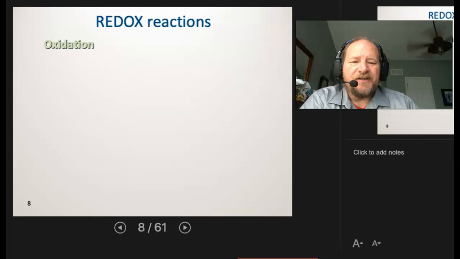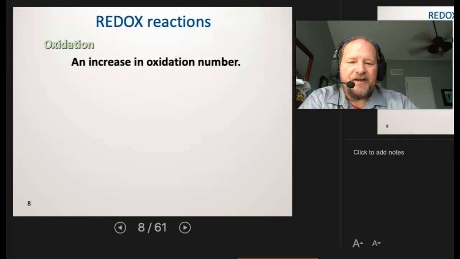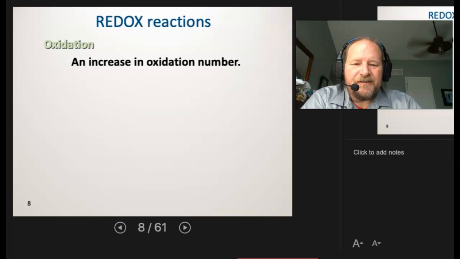So for oxidation, what we're going to see is an increase in the oxidation number. So for instance, we might see iron with a +2 on the reactant side, and then iron with a +3 on the product side. Its oxidation number increased. It lost an electron, and so we would say that it's been oxidized.